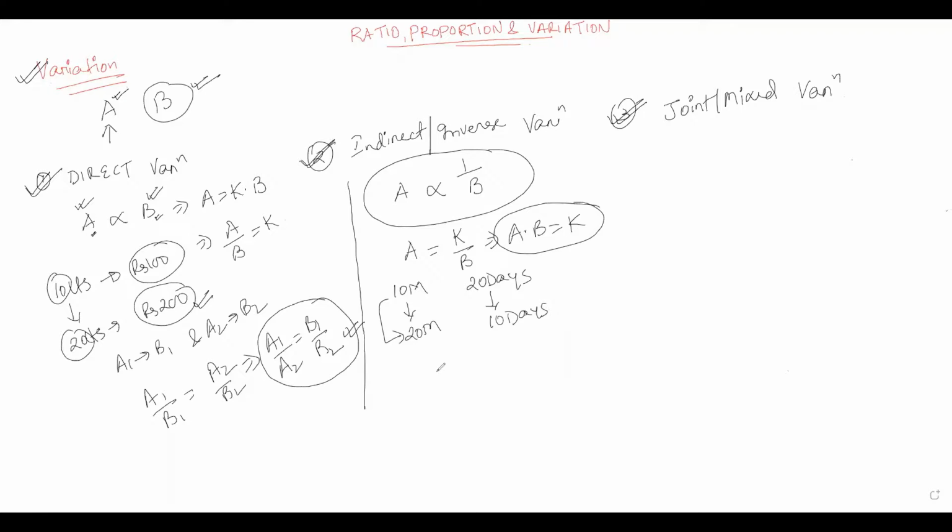Now suppose there are two sets of values corresponding to A and B such that A1 corresponds to B1 and A2 corresponds to B2. In that case, we can write it as A1 B1 will be equal to A2 B2, or A1 by A2 will be equal to B2 by B1.